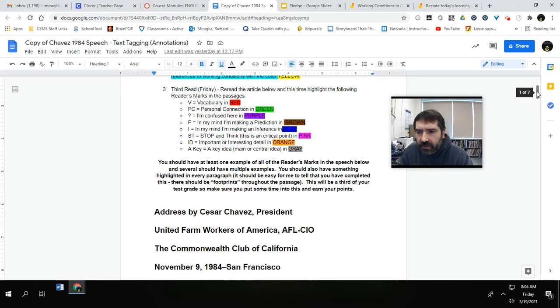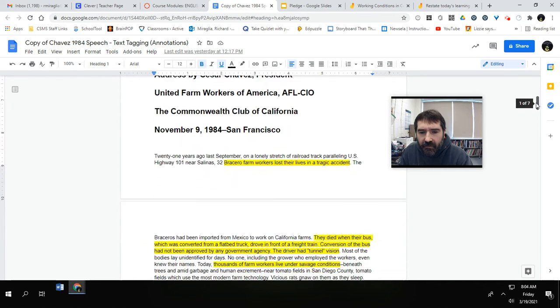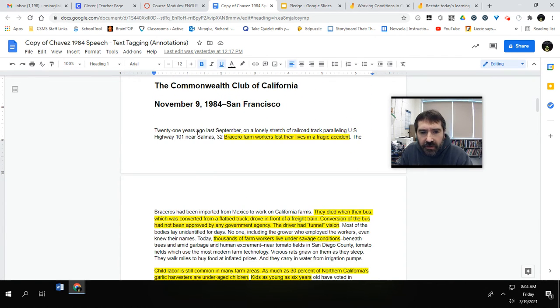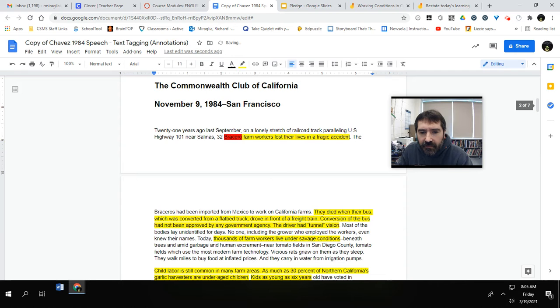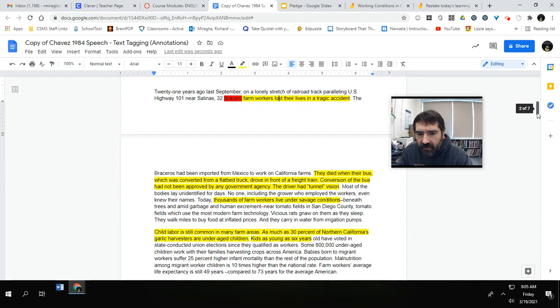So if we started, we could look quickly, look for a vocab. 21 years ago, last September, on a lonely stretch on railroad parallel. Okay, maybe you do not know what this meant, even though I believe it's one of our vocab words. That's fine. You highlight it red. Okay, that would be 1 reader's mark so far. 3 to 5 in each paragraph.